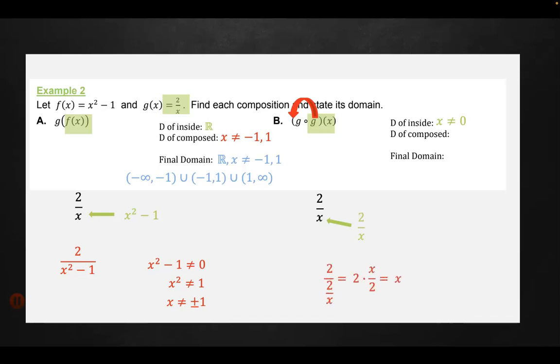Now remember, when I'm dividing that fraction, I'm actually multiplying by its reciprocal, which in this case, my 2's are going to cancel, and I'm going to get x. So x is just a line. If you think about y equals x, that domain is going to be all real numbers. So now combining those two, I've got all real numbers, and then x cannot be 0. Again, in interval notation, we've got negative infinity to 0, union, 0 to positive infinity.